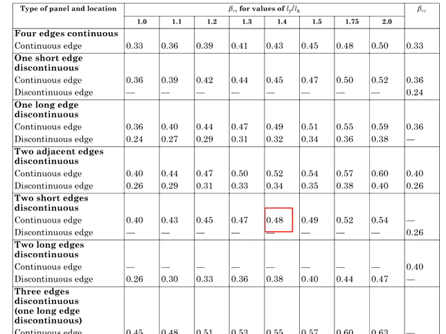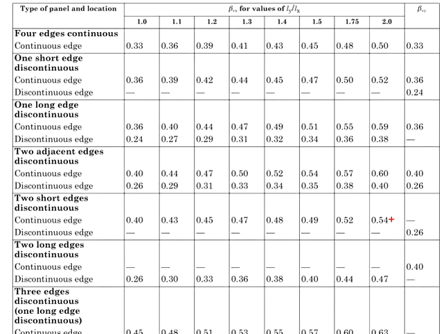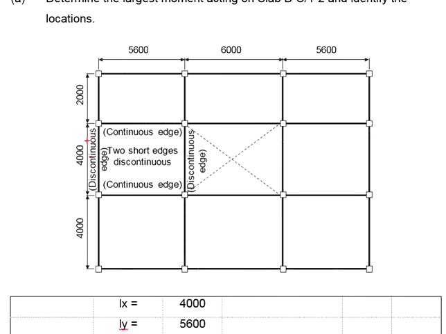The 0.48 is for the shorter span, which is referring to the continuous edge. That means the shear load appears here. Whereas the 0.26 is referring to the longer span, and it appears at the discontinuous edges. That means it appears here.